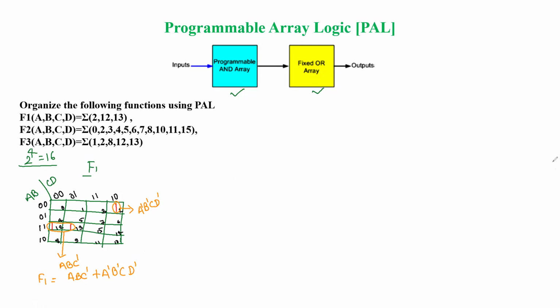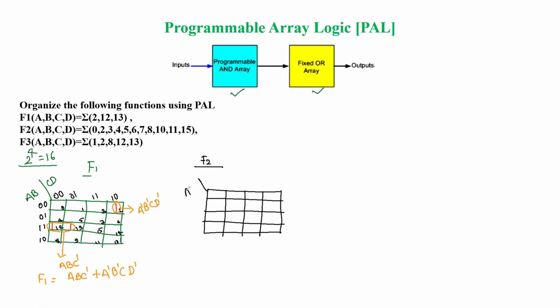Similarly, we can go for the other function that we have, F2. For F2 again, we have to find the K-map to obtain the Boolean function. Sometimes product terms may be given directly. If product terms are given, then there is no need to go for the K-map. We can directly utilize the given product terms and go for the design directly.